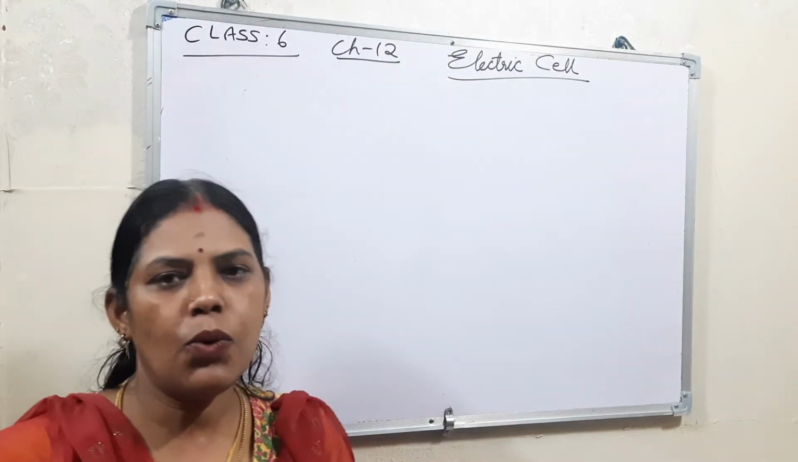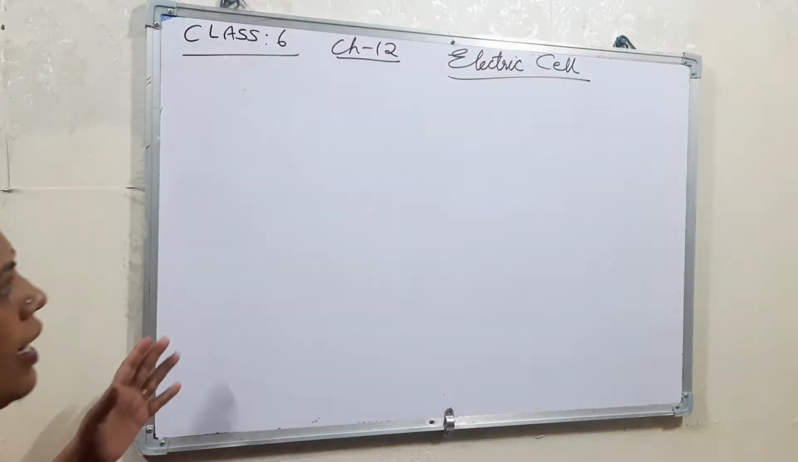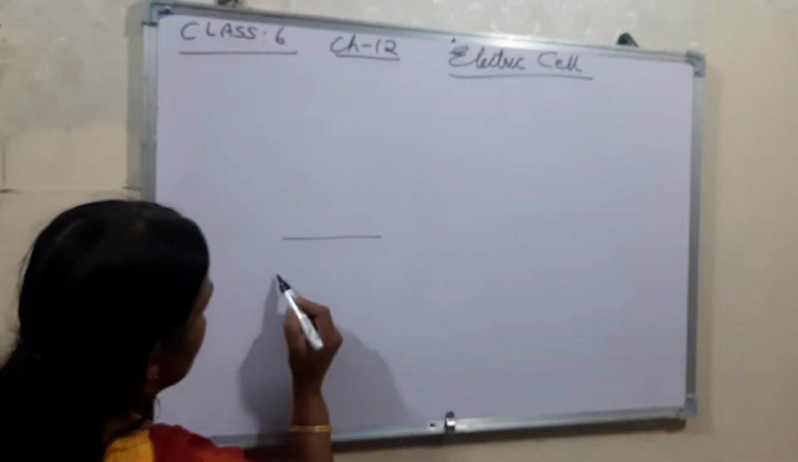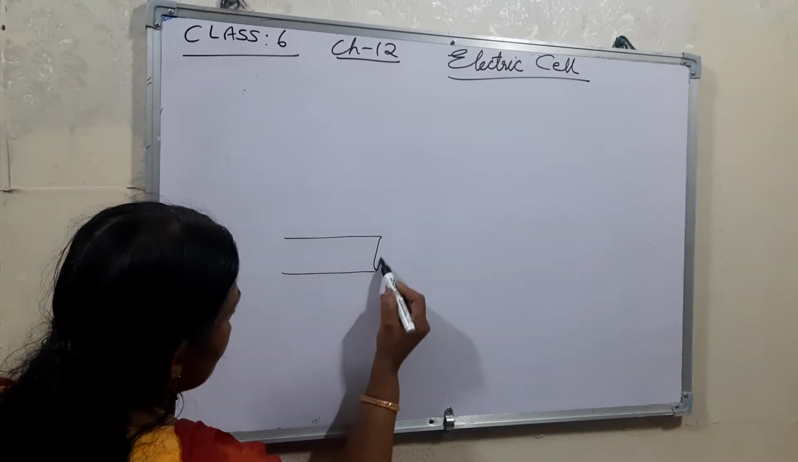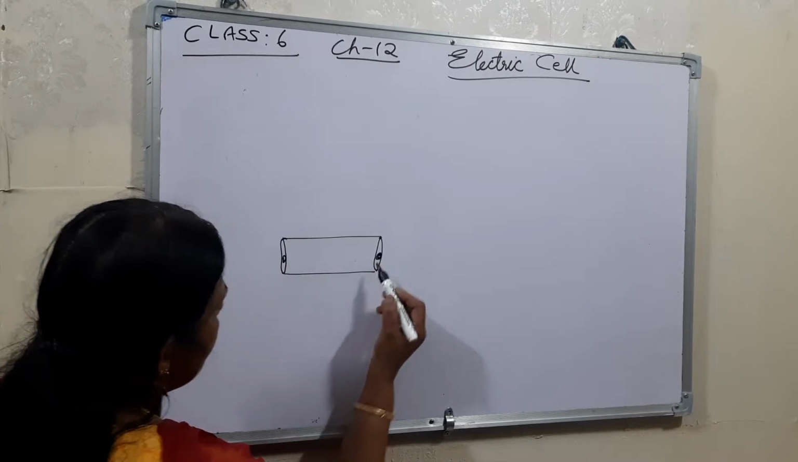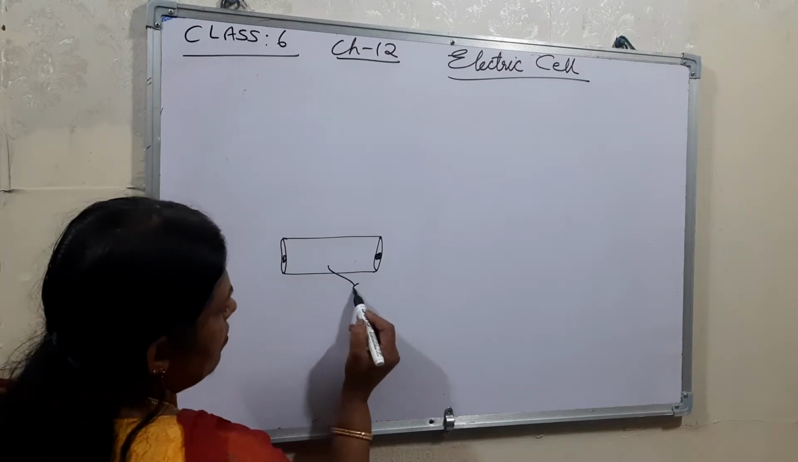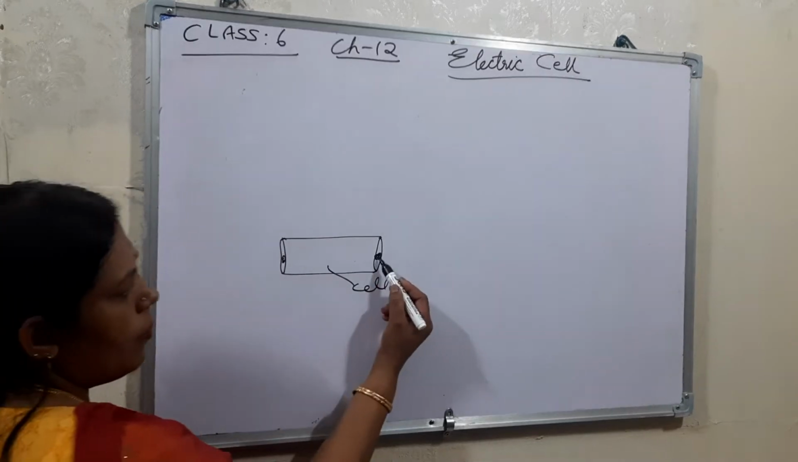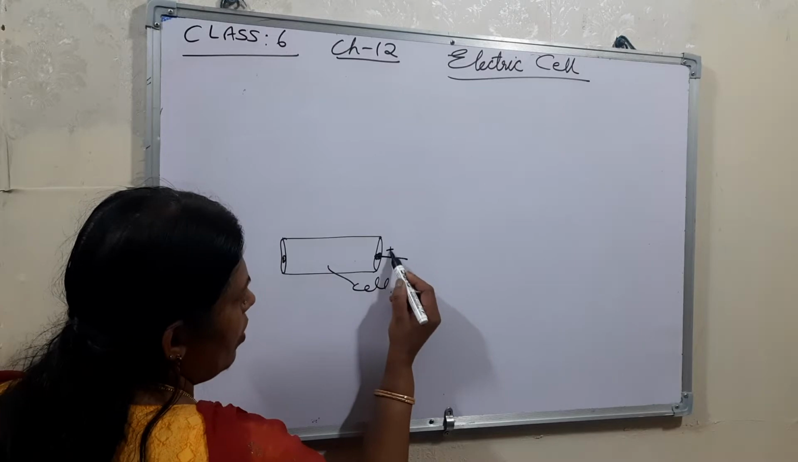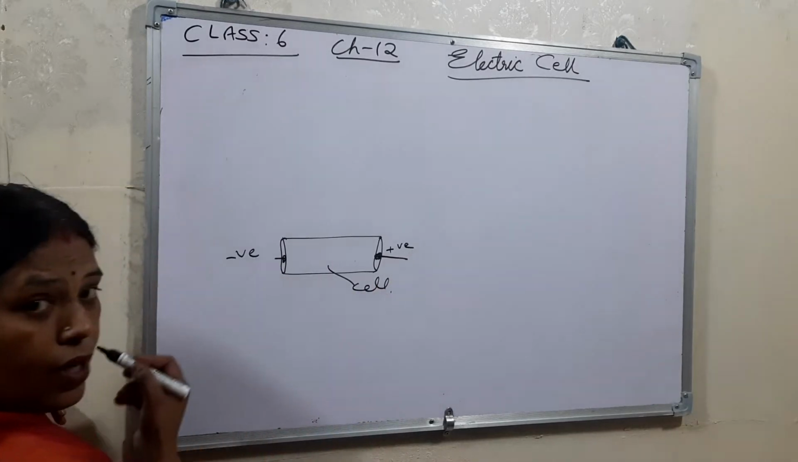So today you are going to learn about how it works. Okay, how an electric cell works. You already learned that this is the electric cell, right? This is the positive terminal, and this is the negative terminal.